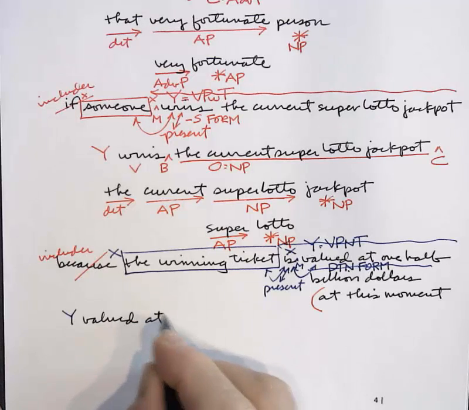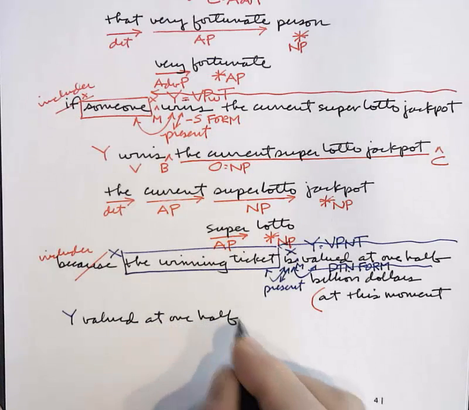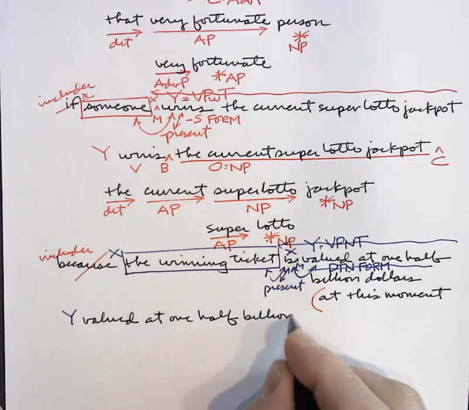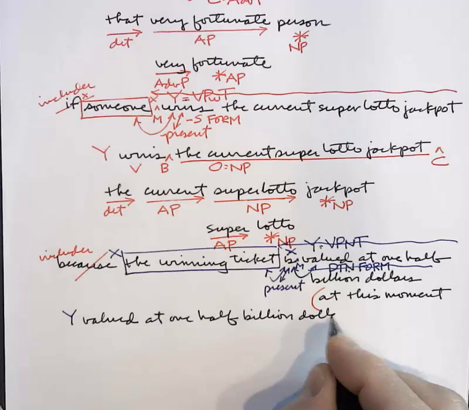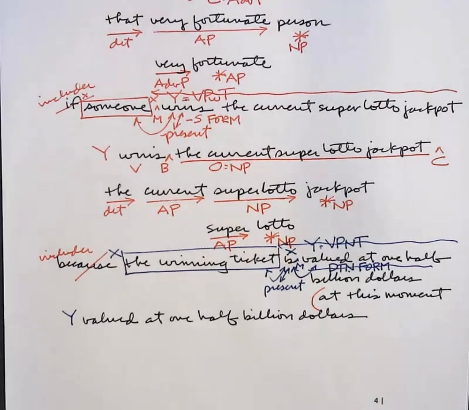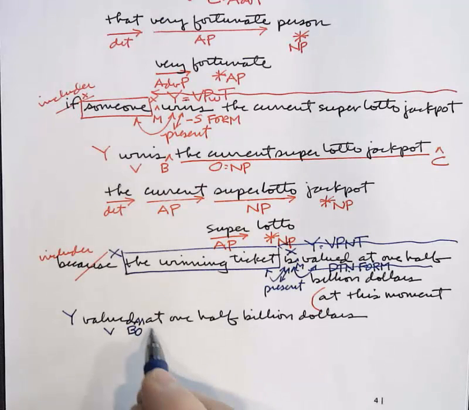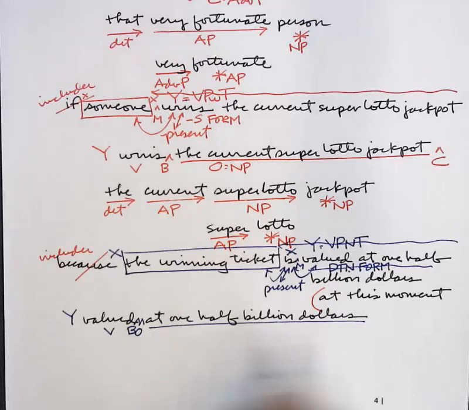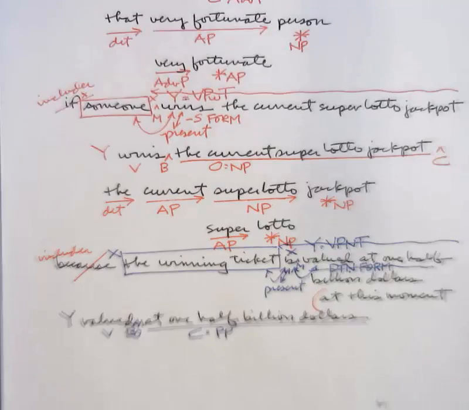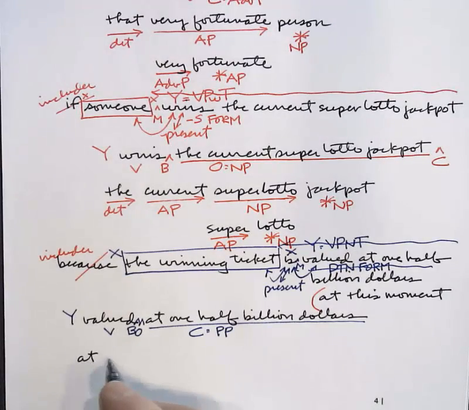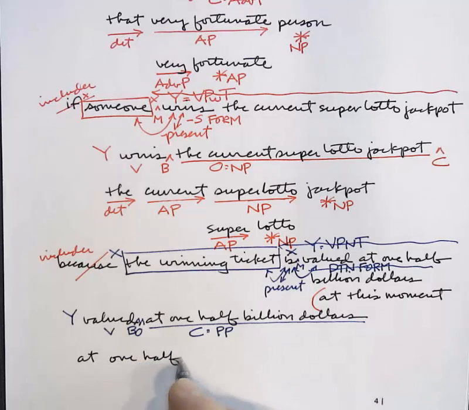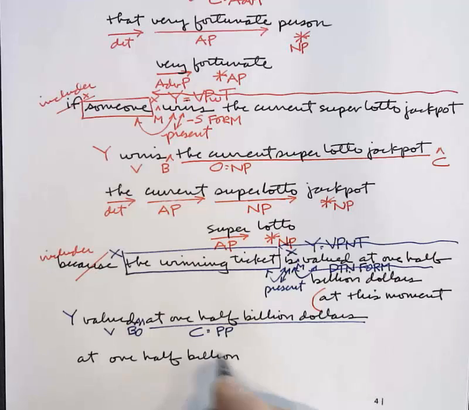Valued at half a billion dollars. Valued is the verb. Particle place is empty. Object place is empty. And we have at half a billion as our complement. That's a prepositional phrase. So let's rewrite that. At half a billion dollars.